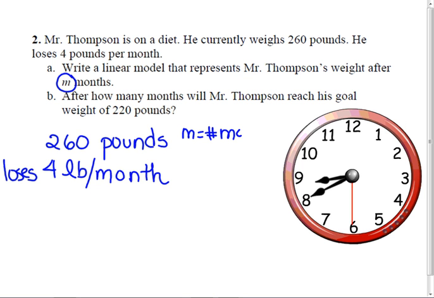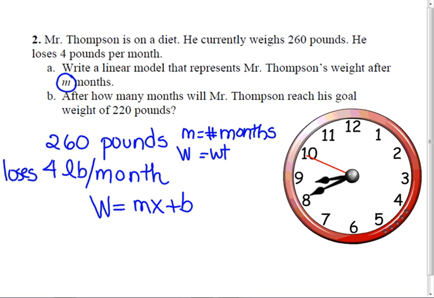We're going to try to write an equation and then solve, or evaluate. And what would you want to call the weight? How about W? So see if you can write an equation. Remember, it's W equals mx plus b. What's his beginning weight? 260. And every month, he's losing 4 pounds a month.